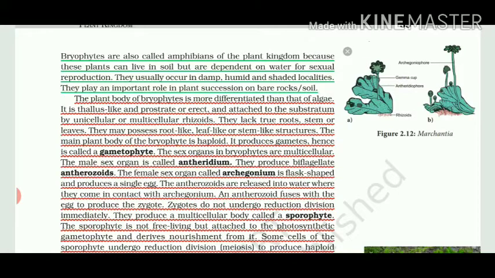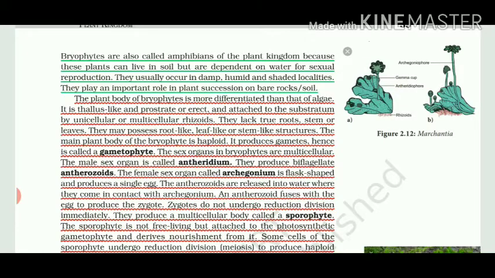They play an important role in plant succession on bare rocks or soil. What do you mean by bare rocks or soil? Bare means where nothing is grown, neither a plant nor fungus. So, what is succession? Succession means how the planting can be started by its own. How does a forest come into existence from deserts? Can it happen? Yes. Deserts can be converted gradually, means slowly, and they can succeed into a forest.